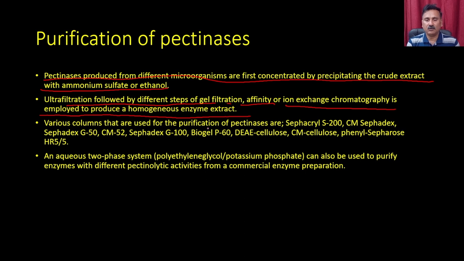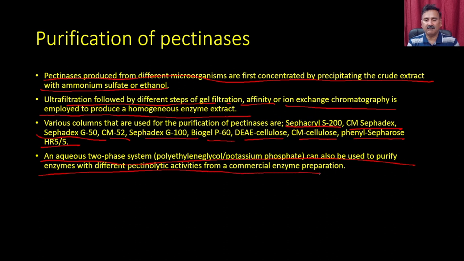Various columns that are used for the purification of pectinases are Sephacryl S200, CM Sephadex, Sephadex G50, CM 52, Sephadex G100, Biogel P60, DEAE cellulose, CM cellulose, Phenyl Sepharose, HR555. An aqueous two-phase system can also be used to purify the enzyme with different pectinolytic activities from commercial enzyme preparations.